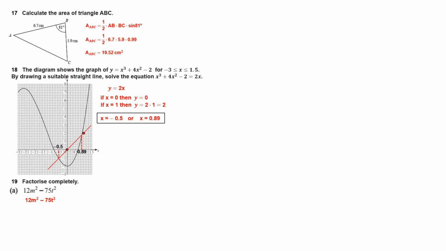To factor the given expression, identify the highest common factor of 12 and 75, which is 3. Write 3 in front of the parentheses and divide each term by the highest common factor to determine the missing terms inside the parentheses. The expression inside the parentheses, 4x squared minus 25t squared, is a difference of squares. Apply the difference of squares pattern to obtain the fully factored form.